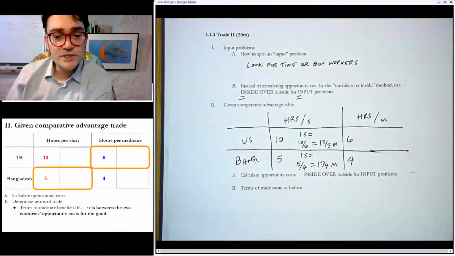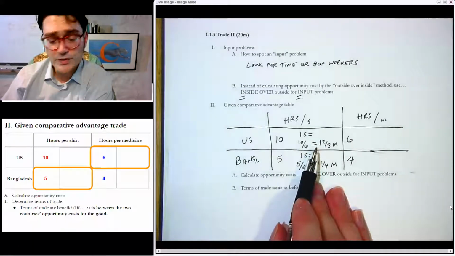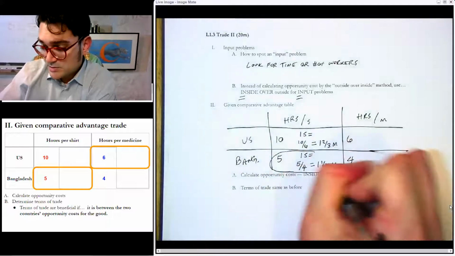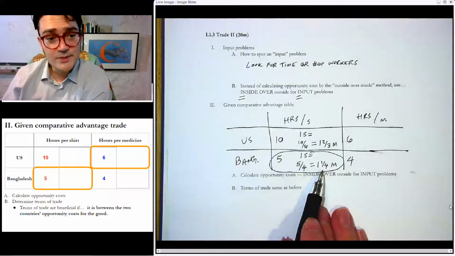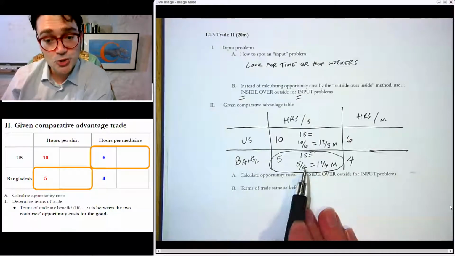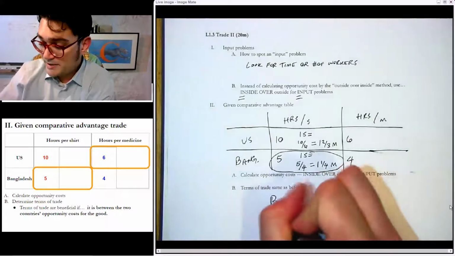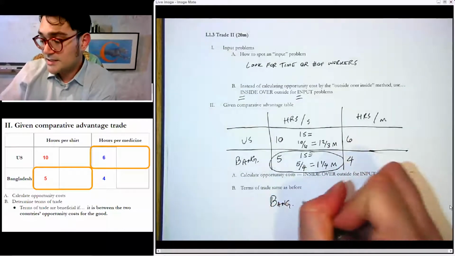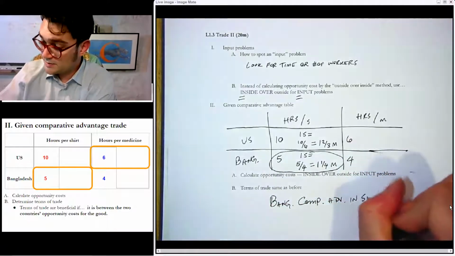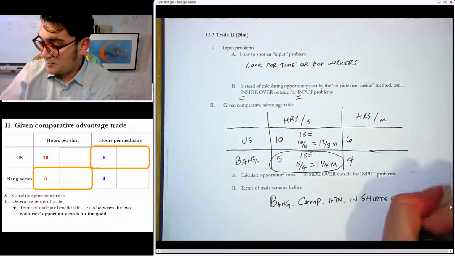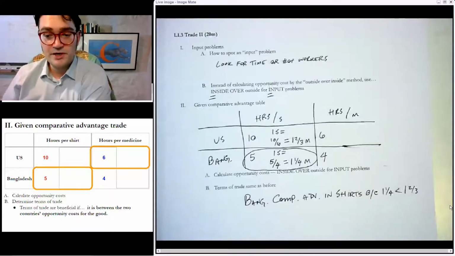Now, which one of those two is smaller? 1 1/4 or 1 2/3? 1 1/4. So right here, we can say that the Bangladeshis have the comparative advantage in making a shirt, because they have a lower opportunity cost as before. So Bangladesh has comparative advantage in shirts, because 1 1/4 is smaller than 1 2/3. That's all you have to write.